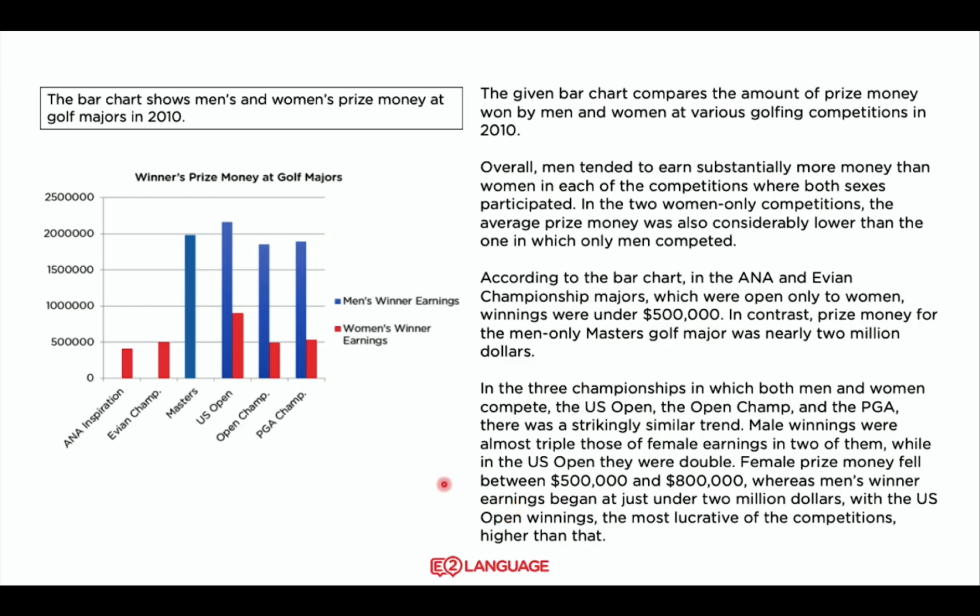Then some more specifics. Female prize money fell between $500,000 and $800,000, whereas men's winner earnings began at just under $2 million, with the US Open winnings, the most lucrative of the competitions, higher than that. So here and then higher.